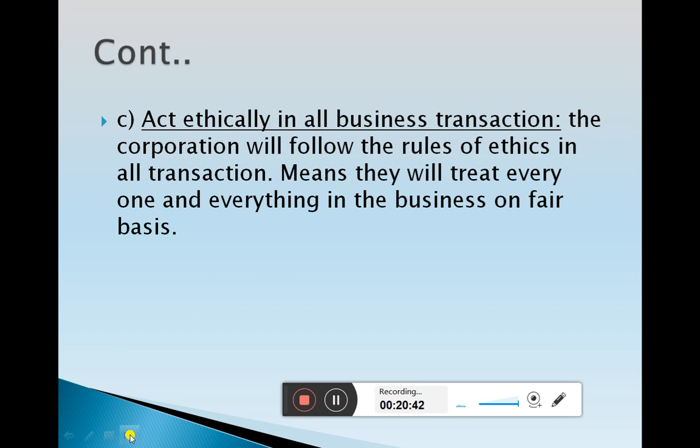Next is to act ethically in all business transactions. The corporation will follow the rules of ethics in all transactions, meaning they will treat everyone and everything in the business on a fair basis. For example, in every transaction, suppose I want to promote two people. The organization has a philosophy that promotion must be on the basis of talent.